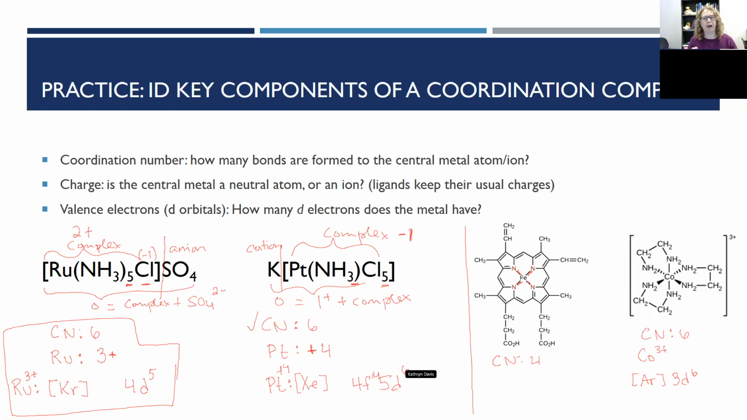So again, we've practiced counting bonds around to get the coordination number of a transition metal. We've practiced charge, so what charge is this transition metal? And we've practiced valence electrons. Super important skills for the next bit where we're going to put them to work and use them to make predictions about coordination complexes.